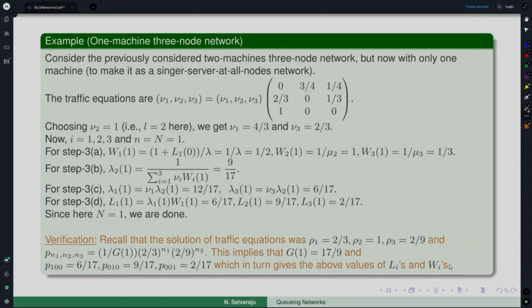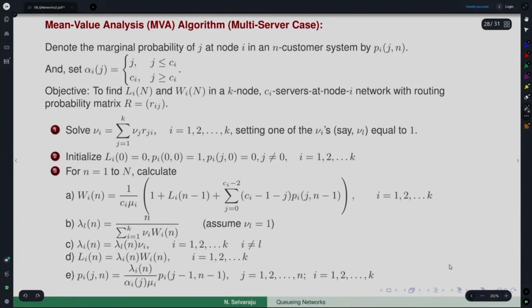Okay. Now, this algorithm can also be used to get the marginal distributions, but we are not looking at that part. What we will just state along similar lines is the MVA algorithm in the multi-server case, because this is the more general one. To do that we need to define two other notations.